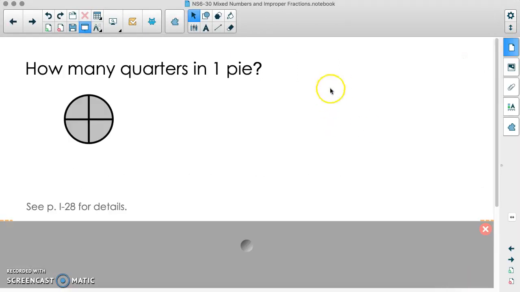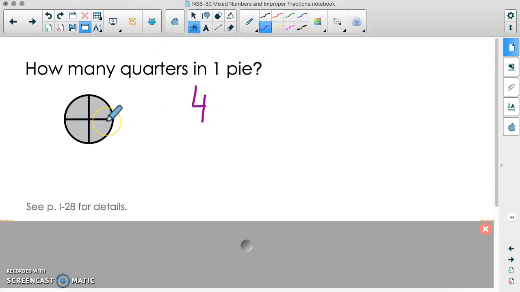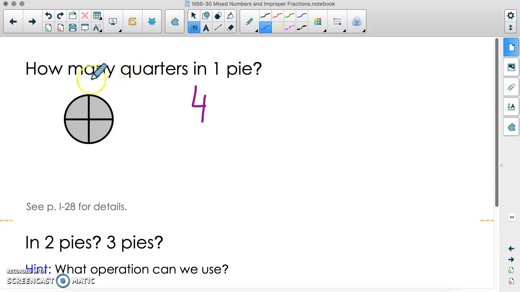So how many quarters are in one pie? Well, we know that there are 4 quarters in one pie. So we have 4 quarters here. How many quarters then would be in 2 pies? Well, if I had 2 pies, there would be 8 quarters. And how many quarters would be in 3 pies? Well, there would be 12. How am I figuring this out? How am I doing this math so quickly?